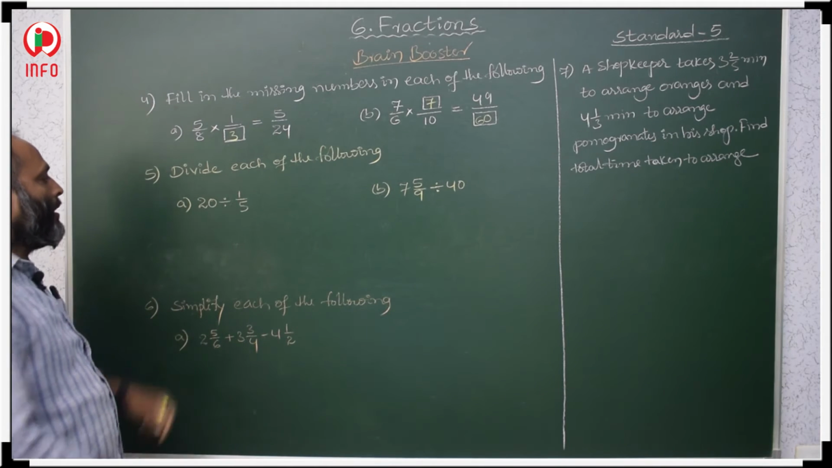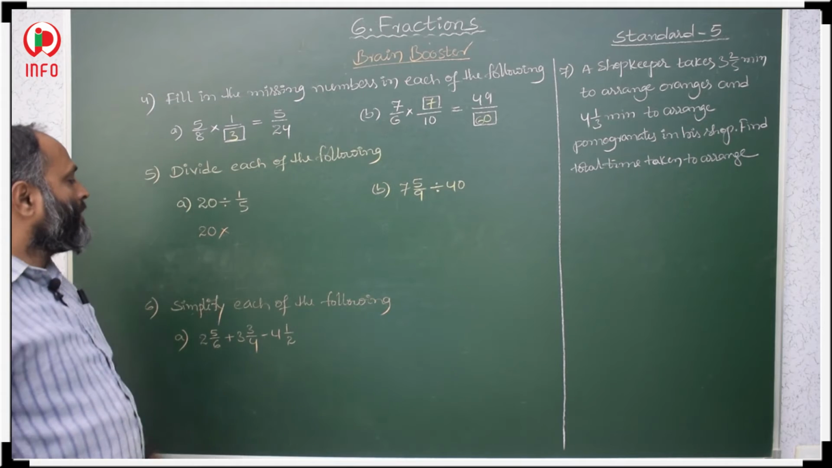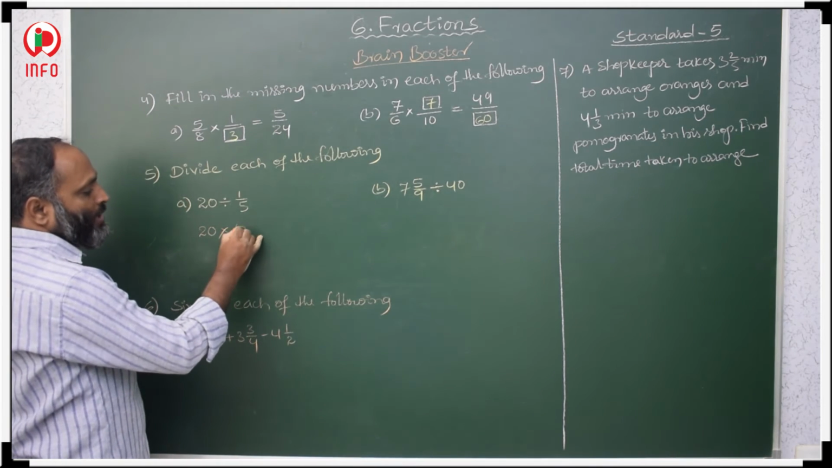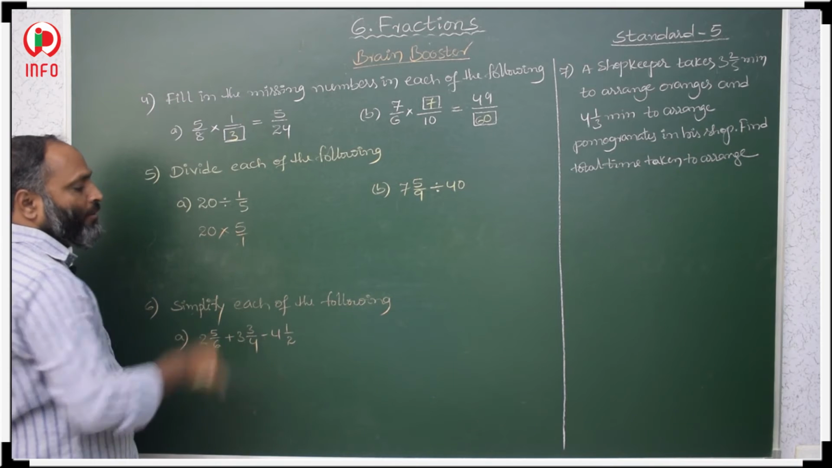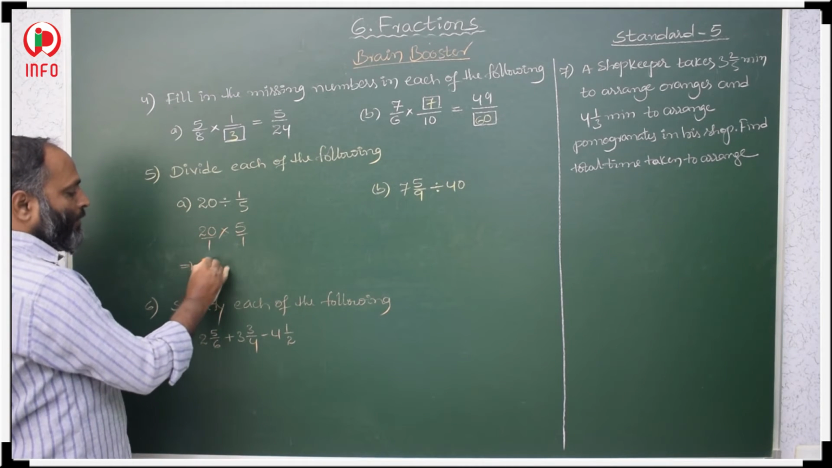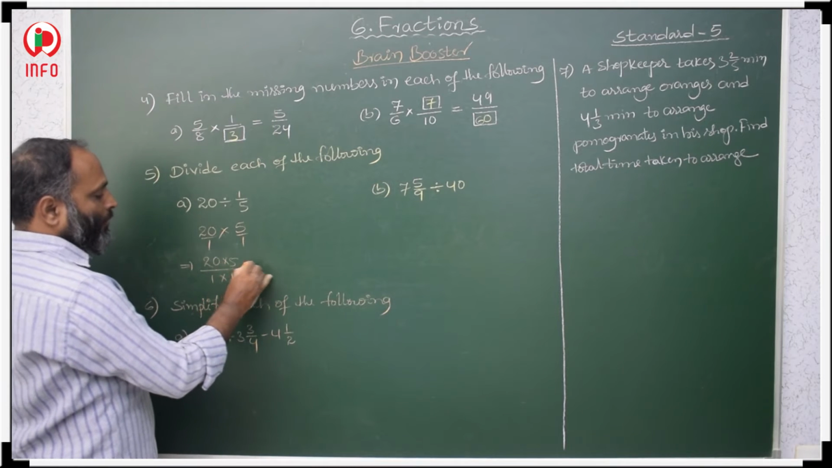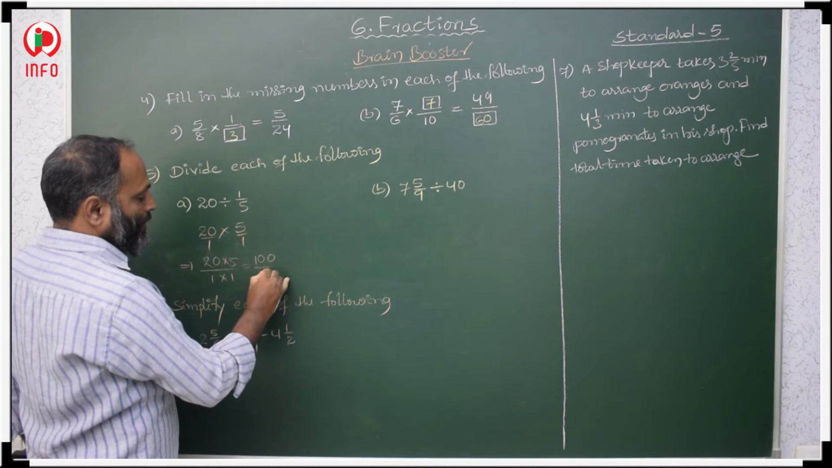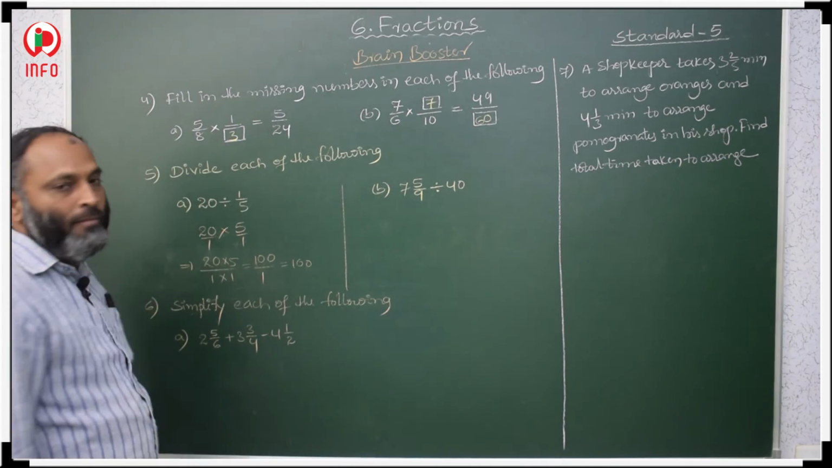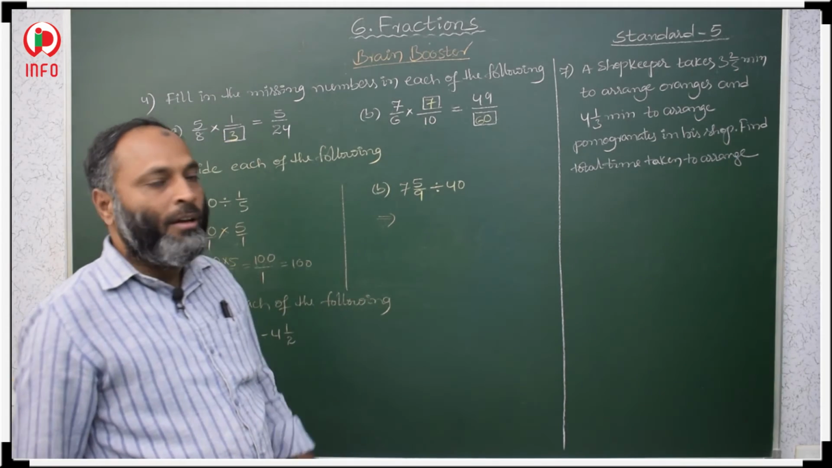Okay. Now, here we have to divide. Division means instead of division sign we have to take multiplication. Then what we have to do? So, reciprocal of the fraction we have to take, 5 by 1. No need to take by 1, but if you want to, then take by 1. 20 into 5 by 1, 20 5s are 100, 1 1s are 1, that is 100. This is the answer. Then this mixed fraction we have to convert into improper.